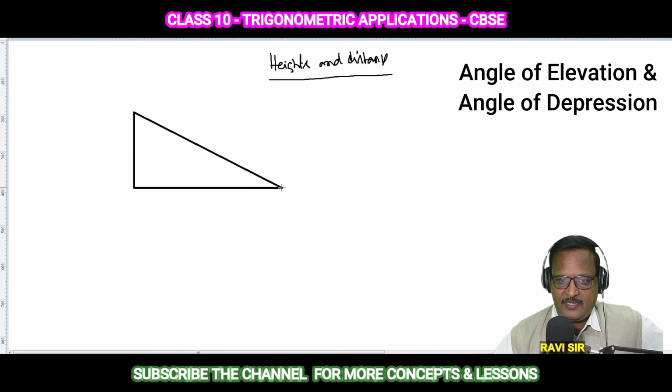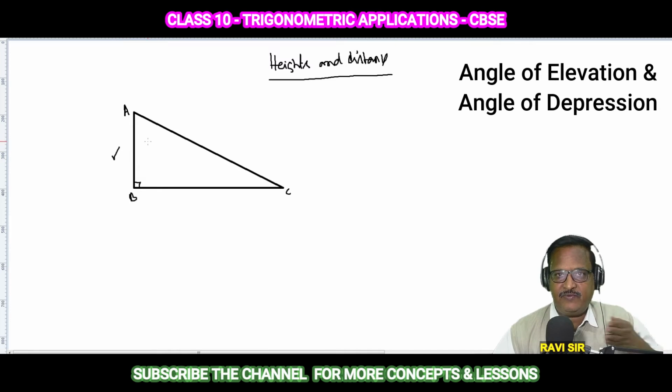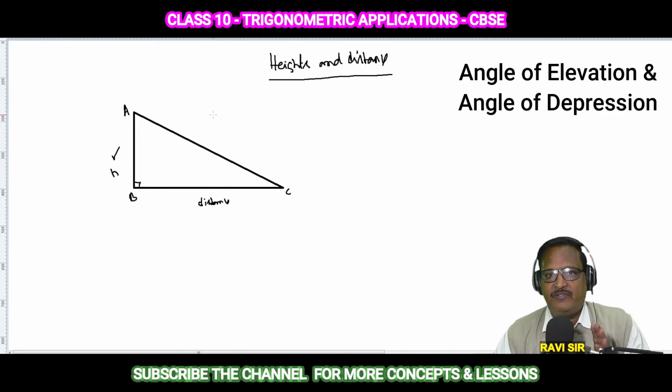In a right angle triangle, I will just explain in the other way. ABC is the right angle triangle. BC is always considered as a height because it is vertical. All the vertical things we call a height, and the horizontal ones we call a distance. The same thing will be applied to daily life situations also.